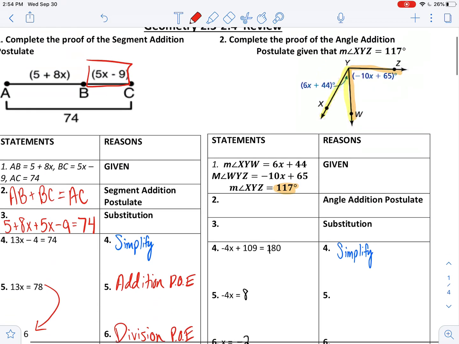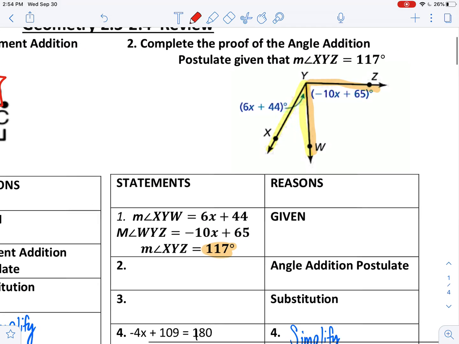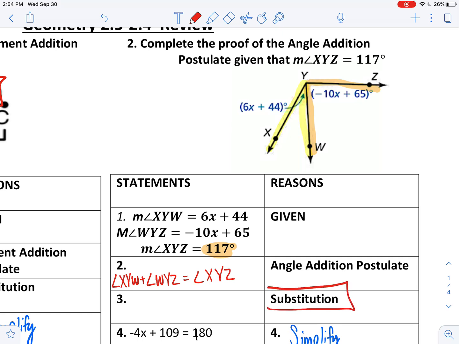Same idea for number 2, our angle addition. You just add up the two smaller angles to get the bigger angle. Just like we saw with segment addition, where we add up the two smaller segments to get the big segment. So angle addition postulate says that angle XYW plus angle WYZ equals angle XYZ. That's my angle addition postulate. And when I substitute those values in, that's what it's telling me to do.